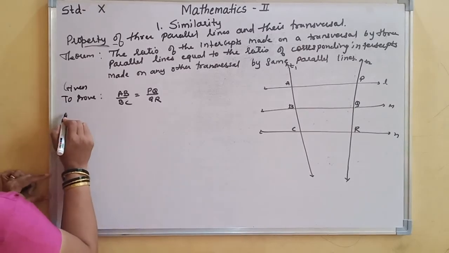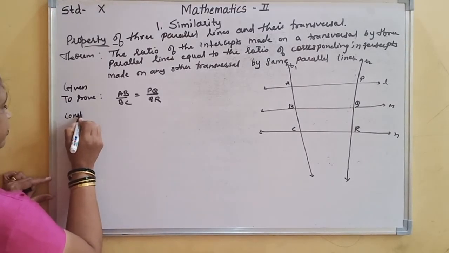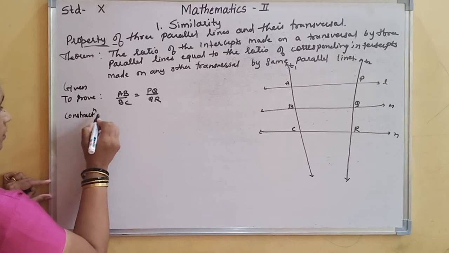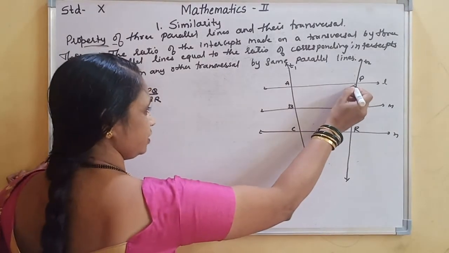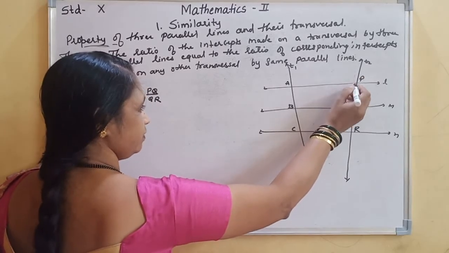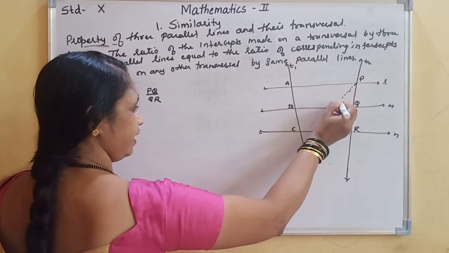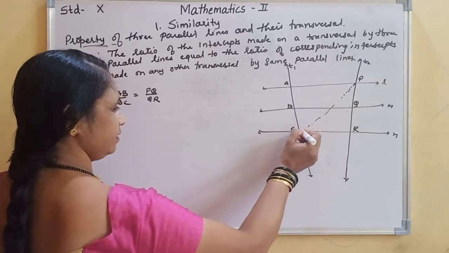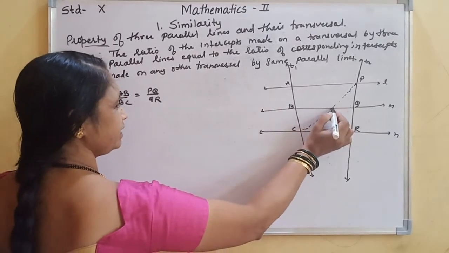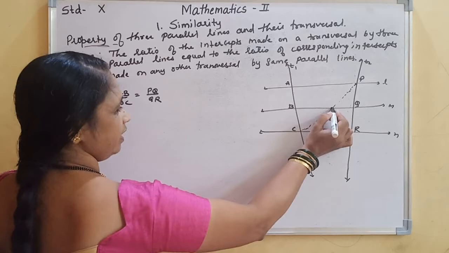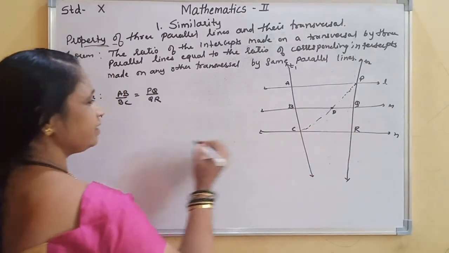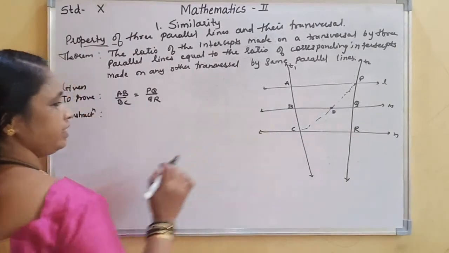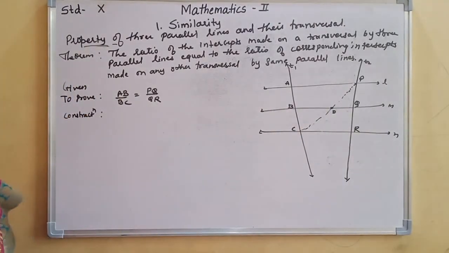Now construction, what do you have to draw? Now see here, this we will join. Join points A, P and C. Now if you join points P and C, they will intersect line M here. So we will give this point the name D. Okay, this point we will name D.